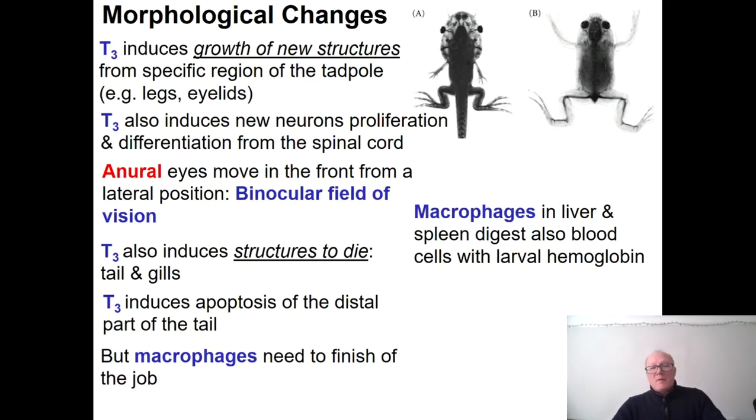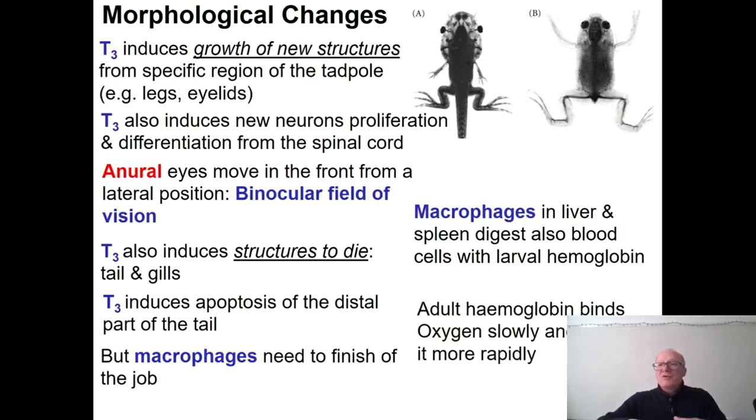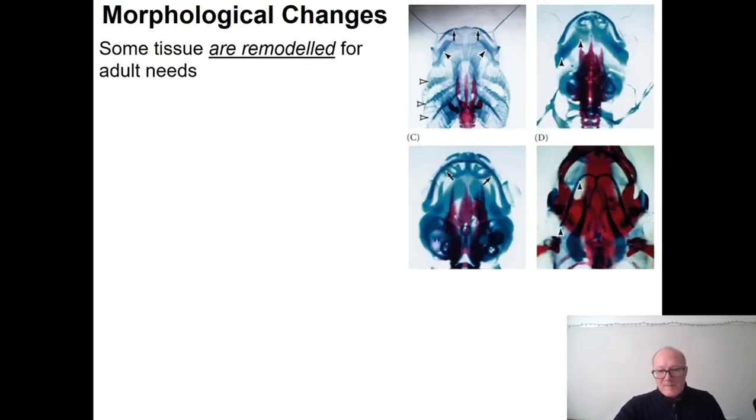Yes, because now during metamorphosis, the adult acquires a new version of hemoglobin. So it produces red blood cells with a new adult version of hemoglobin that binds oxygen more slowly than the larval version, but releases it more quickly. So this is a hemoglobin that is good for living on land, while the larval hemoglobin was good for living in water. So the macrophages will remove those red blood cells that have the larval hemoglobin and allow the blood to be enriched with the red blood cells with the adult hemoglobin.